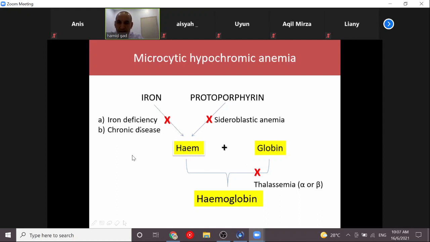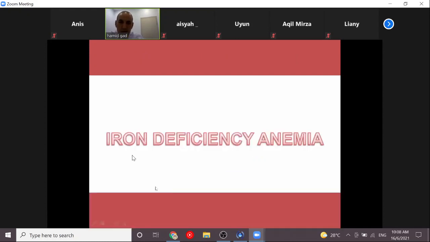If the iron is abnormal or deficient, this can cause two things: iron deficiency or chronic disease. If it is the protoporphyrin, this is called sideroblastic anemia. If it is the globins, it is thalassemia, alpha globin or beta globin depending. That's why we have alpha thalassemia and beta thalassemia. Clear? So today we go first to iron deficiency anemia.